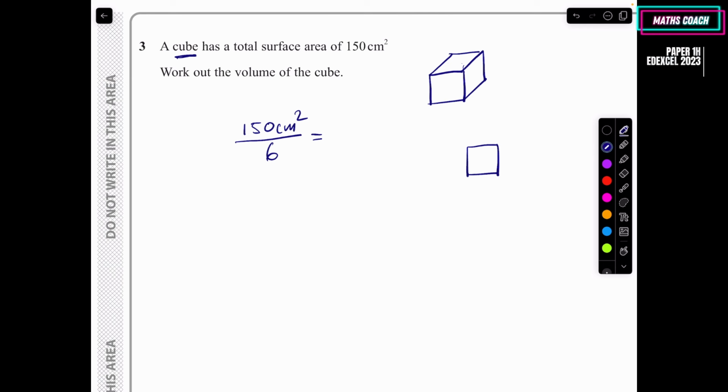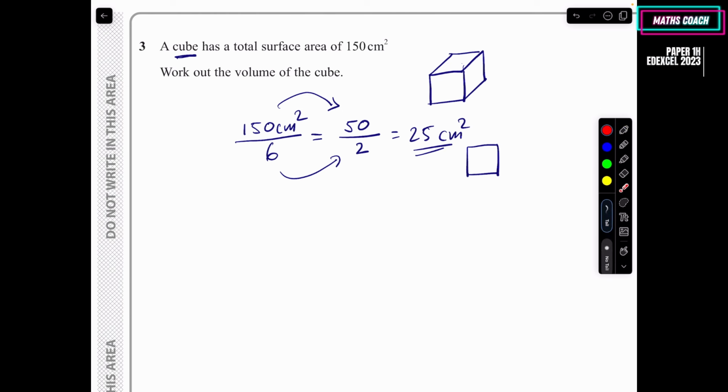And remember, it's a non-calculator paper, so you're going to have to do this without a calculator. You can do 150 divided by 6, those of you that know how to do it, but let's make things a little bit simpler for us. We can simplify that fraction by dividing by 3. If we divide both numbers, the top and the bottom, by 3, we get 50 over 2, and 50 over 2 is 25 centimeter squared.